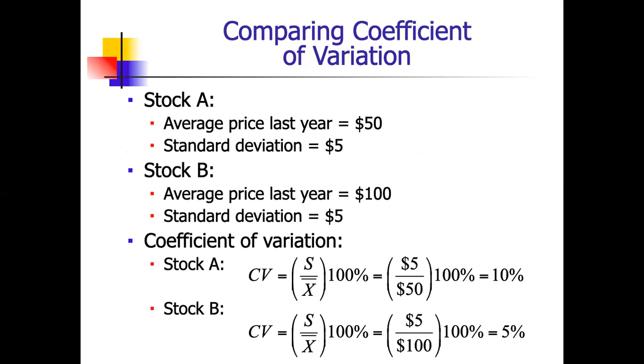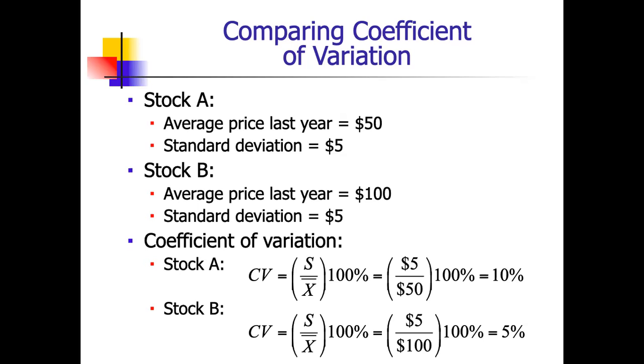Let's say I have stock A with an average price last year of 50 US dollars with a standard deviation of 5. Then I also have stock B, wherein the average price last year is 100 and the standard deviation is 5, the same as stock A. Now, which of the two would be a better investment? Remember, the lower your coefficient of variation, the better your risk-return trade-off. If you are investing, you would opt for the one with the better risk-return trade-off. So we have to compute the coefficient of variation of both stocks and do the comparison between the two.